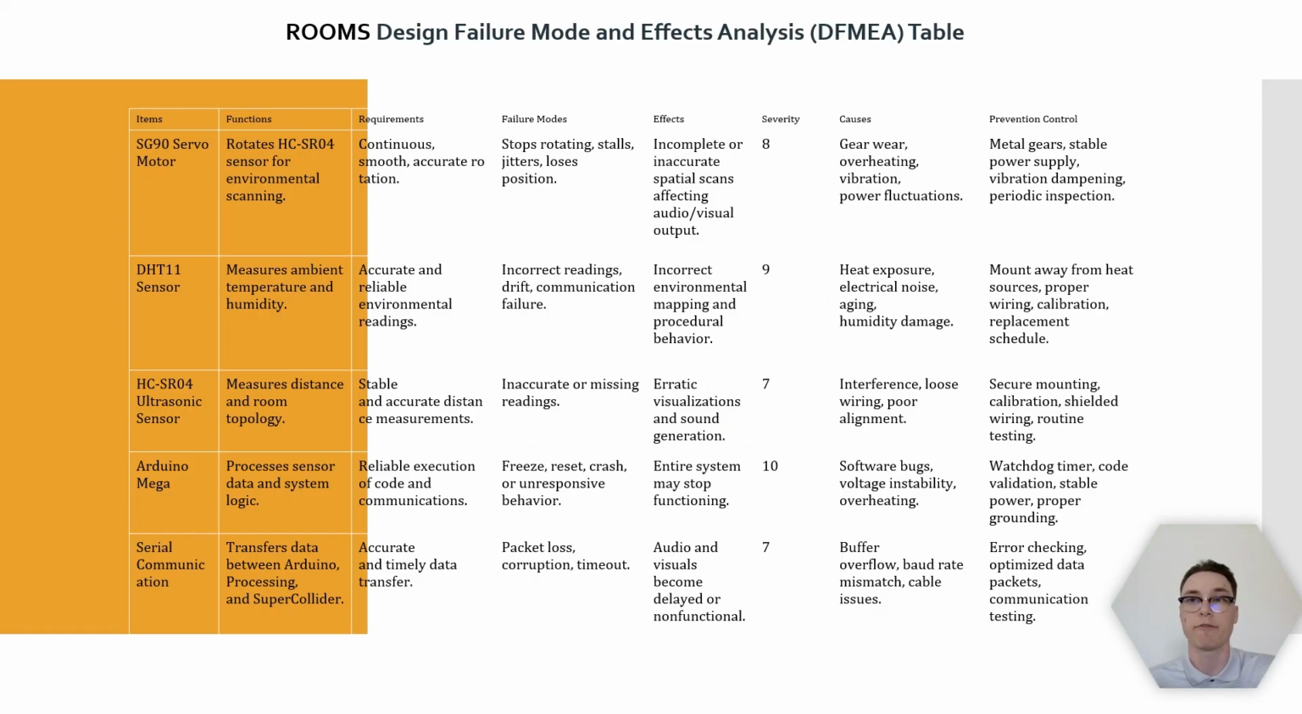This is our design failure mode and effects analysis table. We walked through every major component: the servo, the DHT11, HC-SR04, the Arduino Mega, and serial communication, and identified how each could fail, what the effect would be, and how severe it would be on a scale of 1 to 10. The Arduino Mega scored highest severity since a freeze or crash there stops the entire system function. For each failure mode, we also defined a prevention control like watchdog timers, shielded wiring, and calibration schedule.